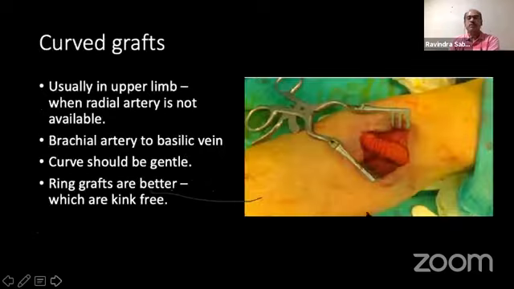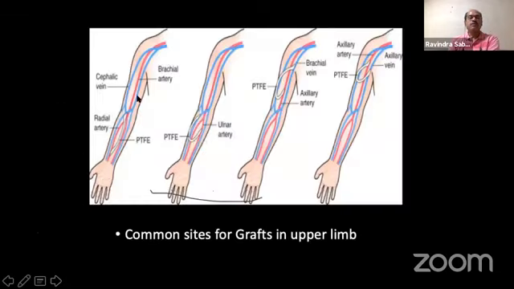It can be a curved graft. You can see that it can be a ring-like graft. It can be a non-ring graft. And ring grafts are better. I will go a little bit in a hurry, but these are the different sites which can be used in the upper limb.